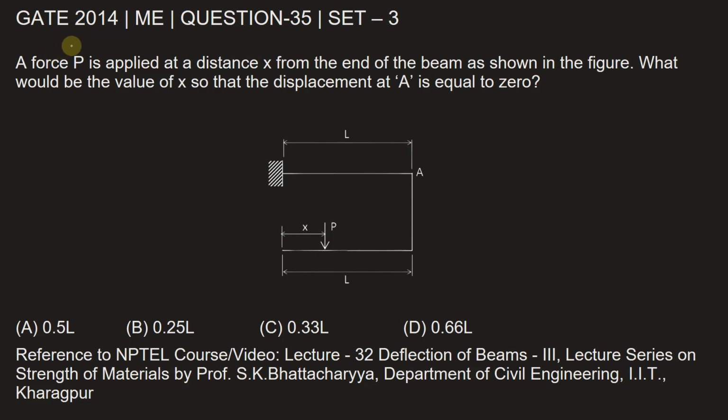This question is from GATE 2014 Mechanical Engineering Paper Set 3, question number 35. A force P is applied at a distance x from the end of the beam as shown in the figure. What would be the value of x so that displacement at A is equal to 0? Let's see how this will be solved.